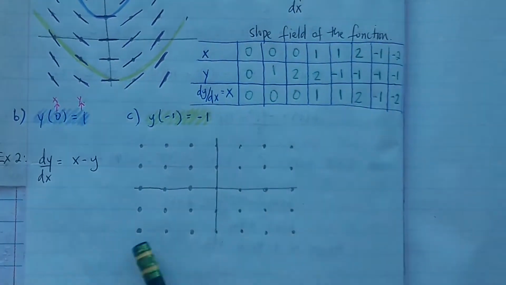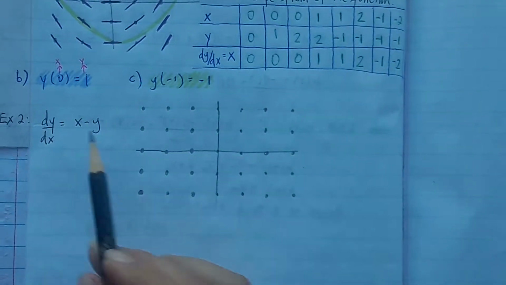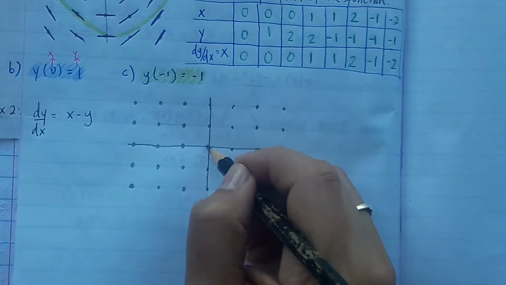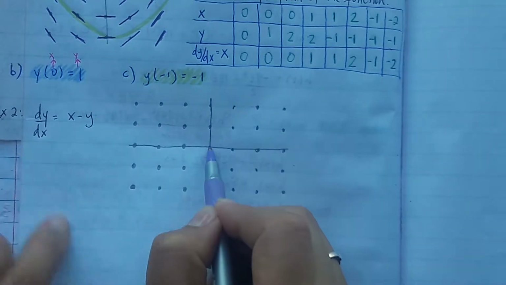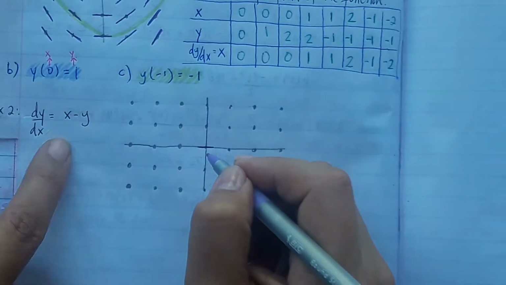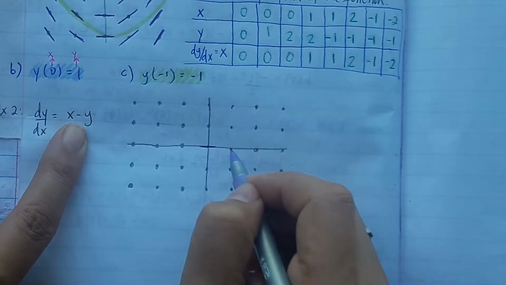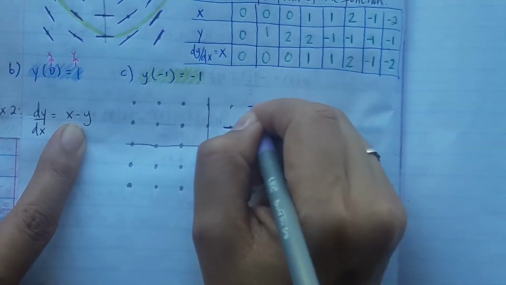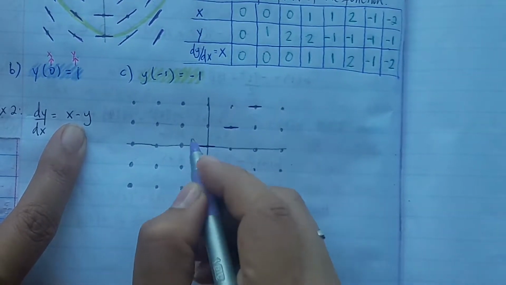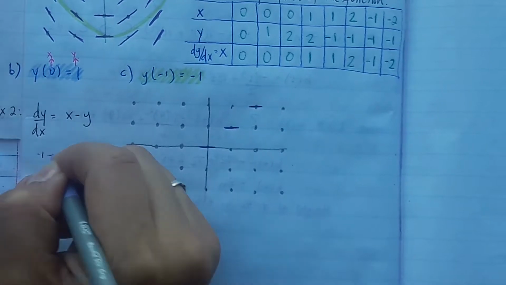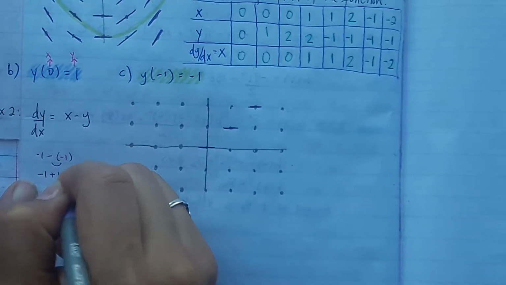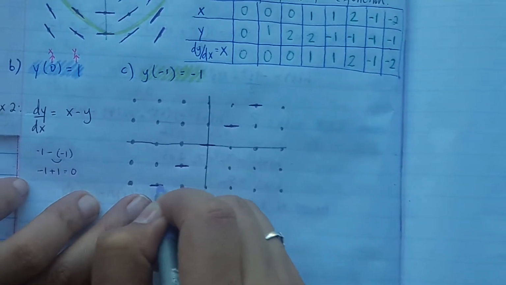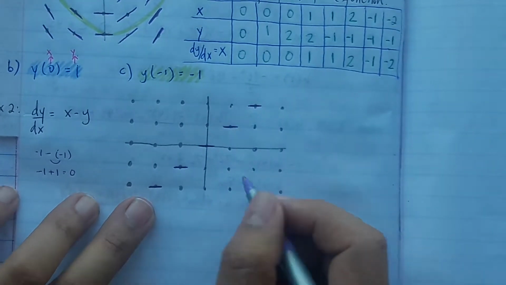Alright, this time it's x minus y. I'm not going to draw a table because you're supposed to get good at this. So at 0, 0, right, what's going to happen? 0 minus 0 is 0. So that's a horizontal line. And then where else can you get horizontal lines? Where the x and y values are the same. So that's 1, 1, 2, 2, negative 1, negative 1. I'm just going to double check that one. Yep, that does become 0. And negative 2, negative 2. So all those will be zeros.